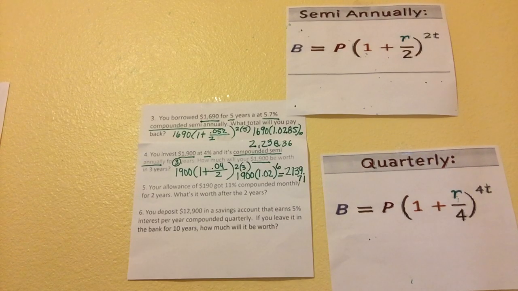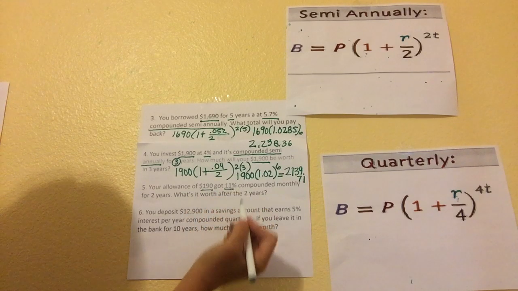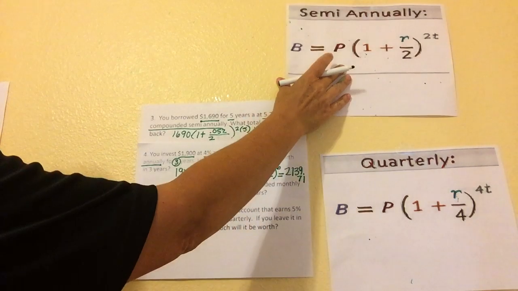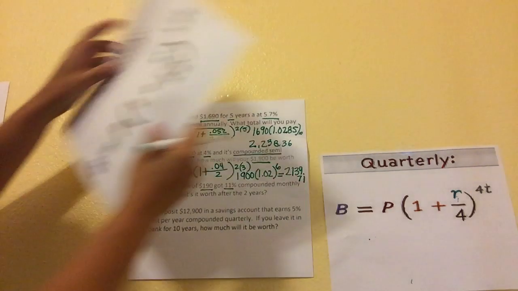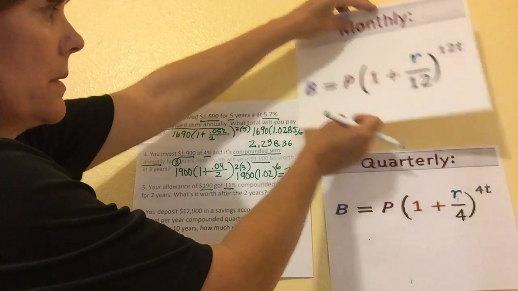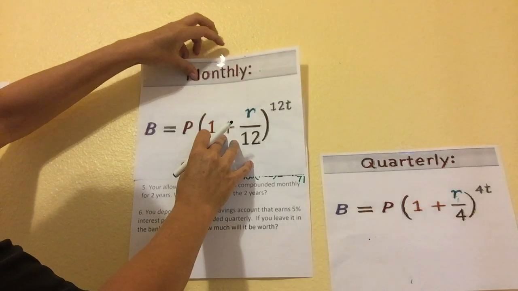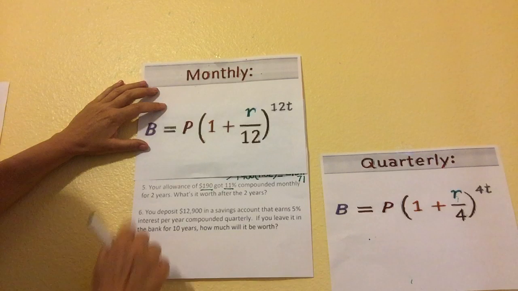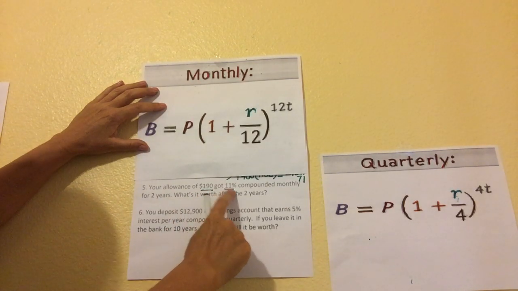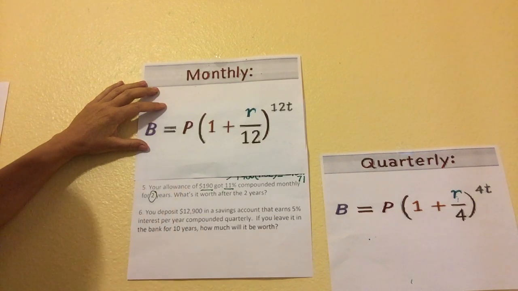All right, number 5. Your allowance of $190 got 11% compounded monthly. Okay? So now we're looking at monthly. Let's put it right there. Okay. So your allowance of $190 got 11% compounded monthly for 2 years. So that's a pretty good deal. What is it worth after 2 years?